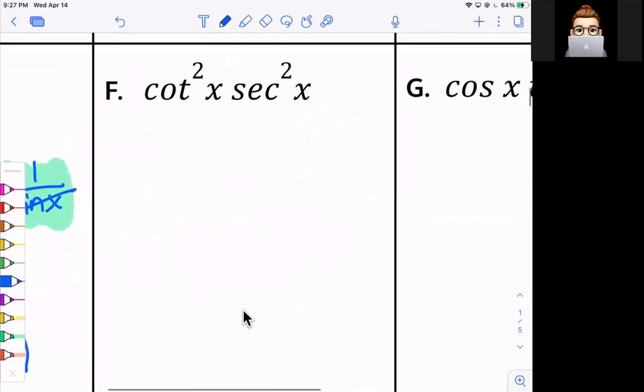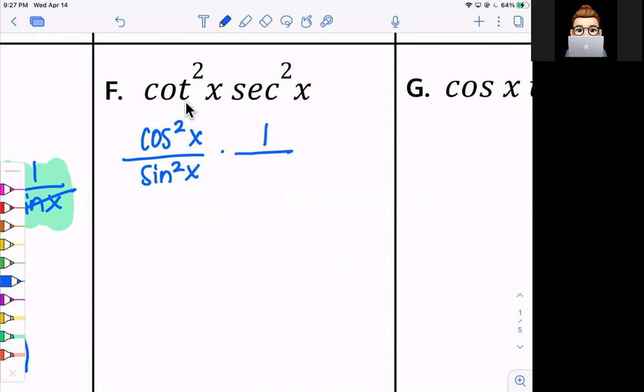All right, let's look at F. We have squareds again. So we have cotangent squared. Cotangent is the opposite of tangent, so cosine squared x over sine squared x. Secant is the opposite of cosine, so I'd have 1 over cosine squared x. Since this is squared, this is also squared. These are going to cancel. Cosine squared over cosine squared makes 1. This becomes 1 over sine squared x. 1 over sine, I know, is cosecant. So I'd have cosecant squared x.